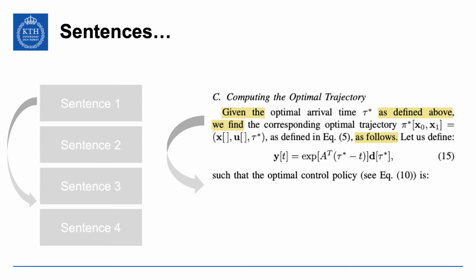Looking at one of the subsections, this is 4c, I think, computing the optimal trajectory. What does the first sentence say? Well, given the optimal arrival time as defined above, we find the corresponding optimal trajectory, blah, blah, blah, as follows. So we're going to find the optimal trajectory. And now let's get into details of how that happens. The first sentence summarizes what's going to come. No surprises.